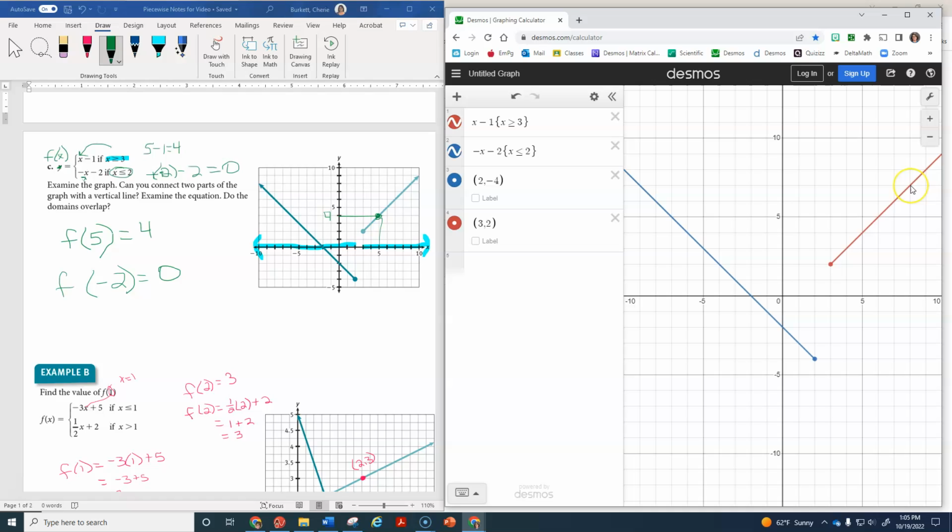And if you want to find values of your function, like over here we said f of 5, then you simply click on the graph and drag it until you get to 5, and then it'll give you the y value. Okay, if you want to find out what the value of f of negative 2 is, you just have to click on it, drag it until it says negative 2, and then it gives you your y value. So Desmos is very helpful when it comes to piecewise functions.